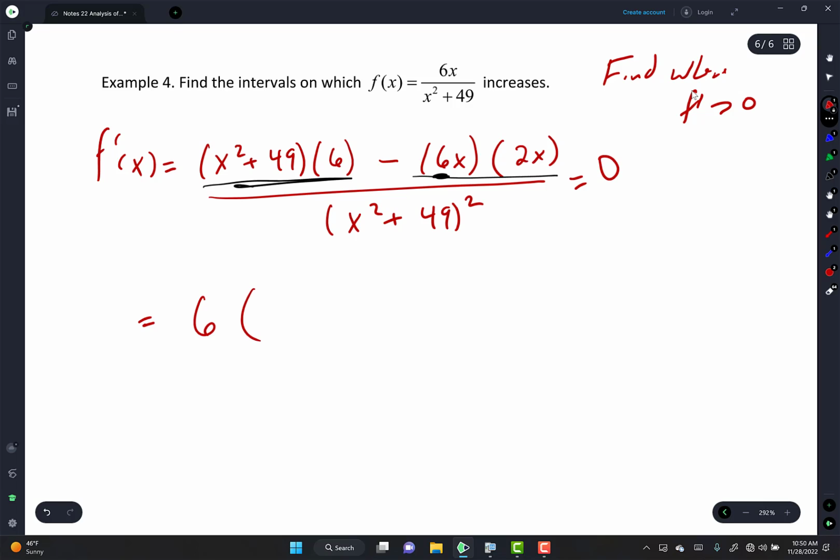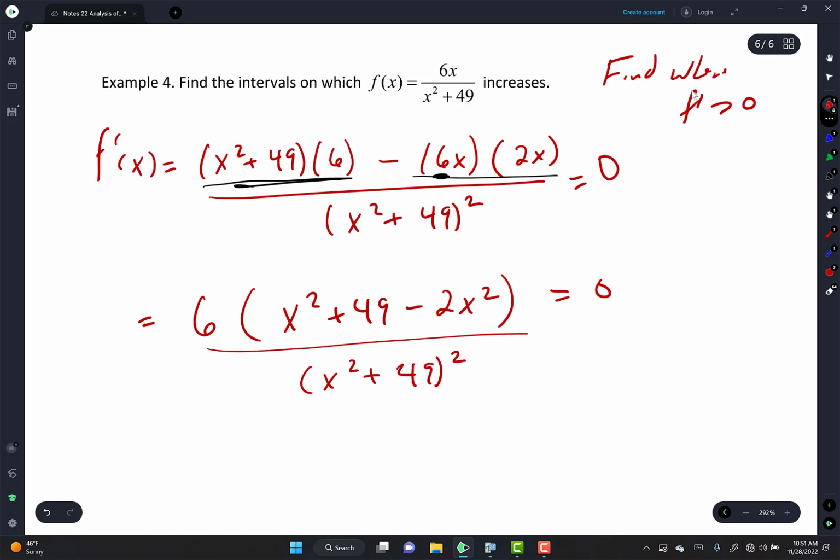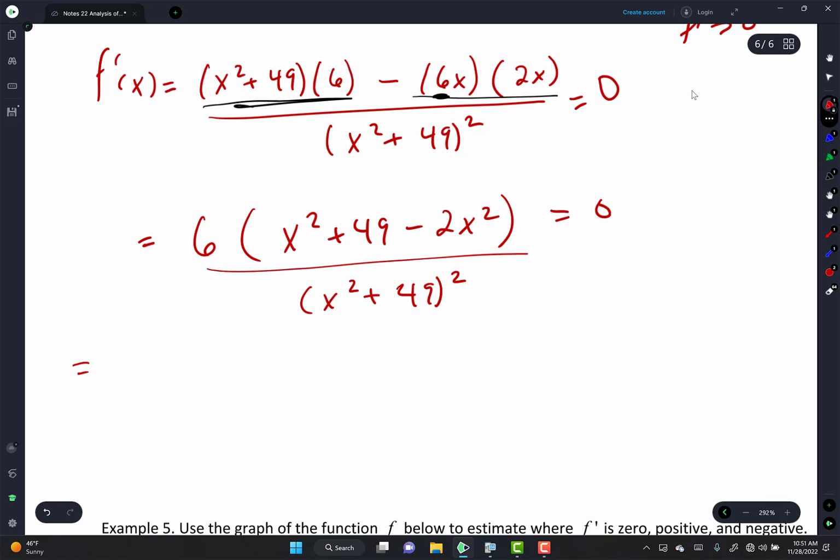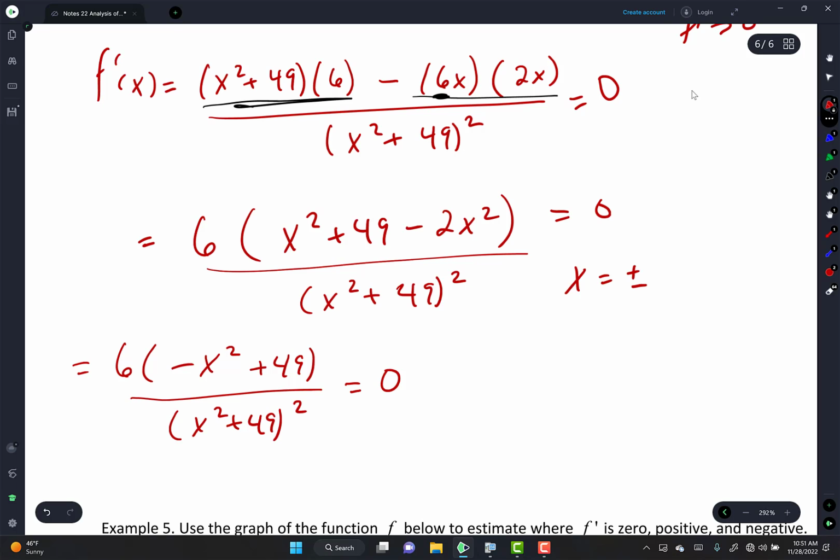Here's my 6 factored out, and I'm going to have x squared plus 49, minus 2x squared, close, equals 0. All this is over x squared plus 49, but I don't care about the bottom because it'll always be defined. So 6 times negative x squared plus 49, over x squared plus 49. I don't see any mistakes. So then I see x equals plus or minus 7. Are we still okay?